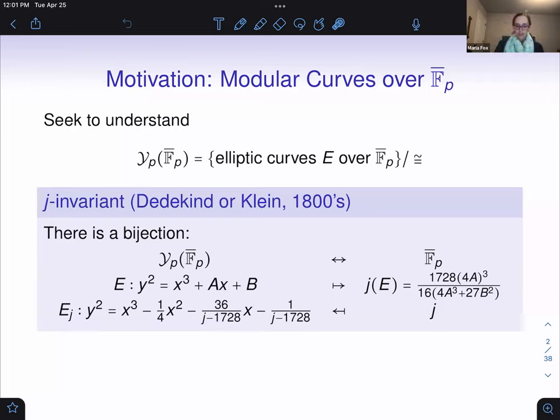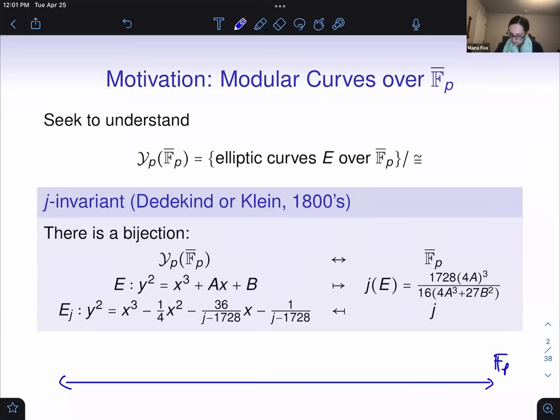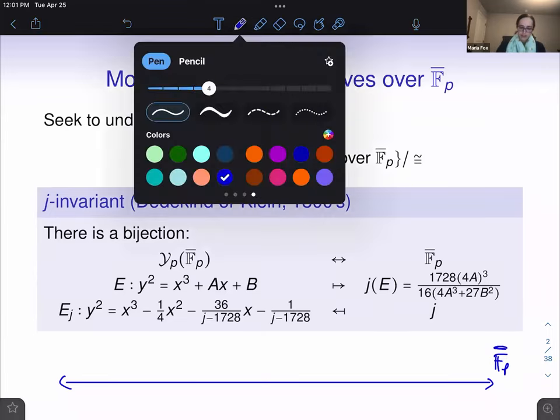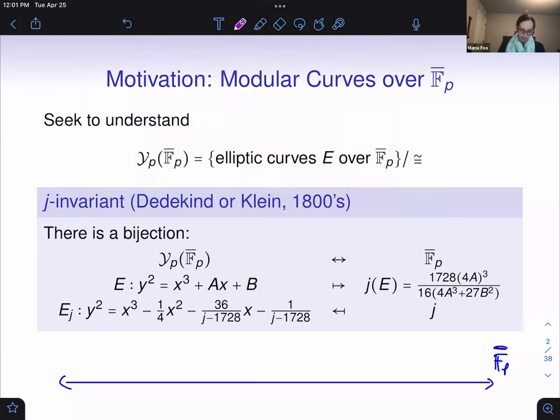So we can think of this as a geometric way of organizing our collection of elliptic curves into a moduli space, meaning we can study the line itself, drawn like this. This is FP bar, as our moduli space. That is a topological space with the property that for every point J in this topological space, we have exactly one elliptic curve EJ, and for every elliptic curve, we have exactly one point in this topological space. So that's our moduli space of elliptic curves over FP bar.